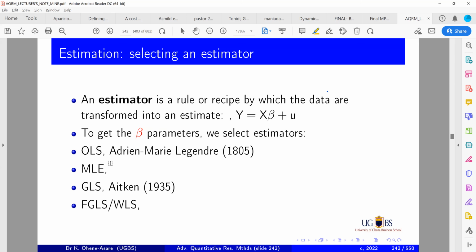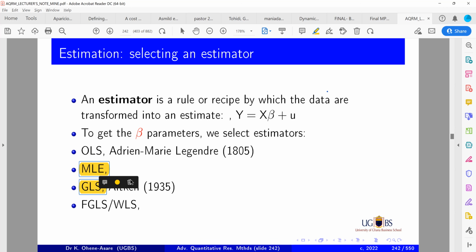It is sometimes attributed to Adrien-Marie Legendre in 1805. So OLS is one means of estimating the beta parameter. Maximum likelihood estimation is another means of estimating the beta parameter. You will do maximum likelihood estimation when we come to limited dependent variable regression.